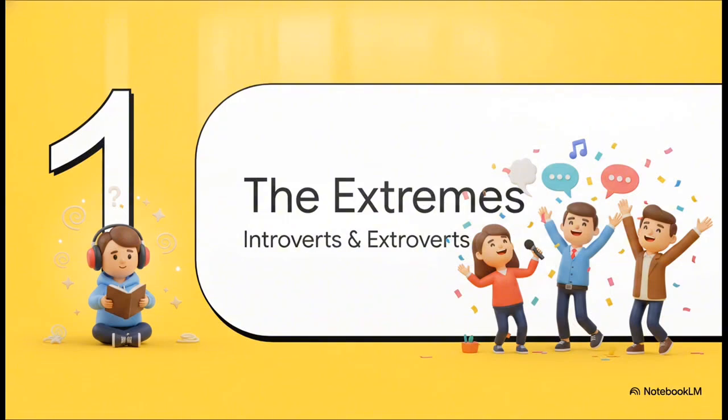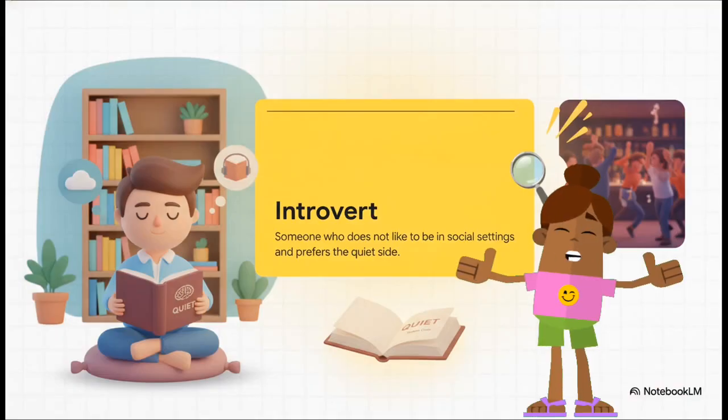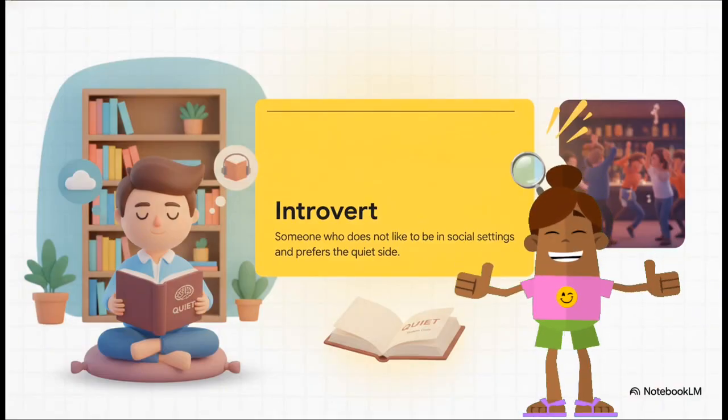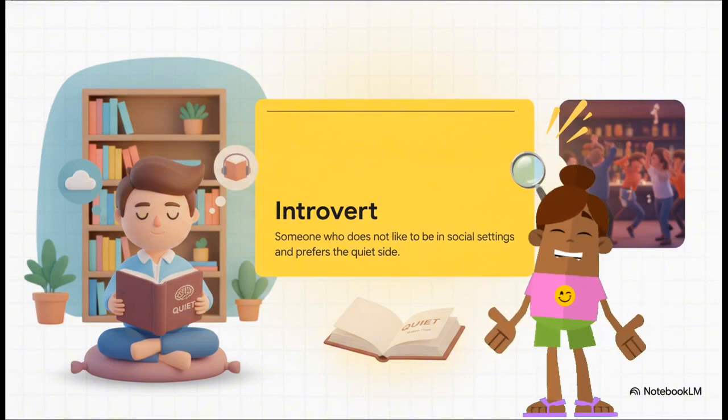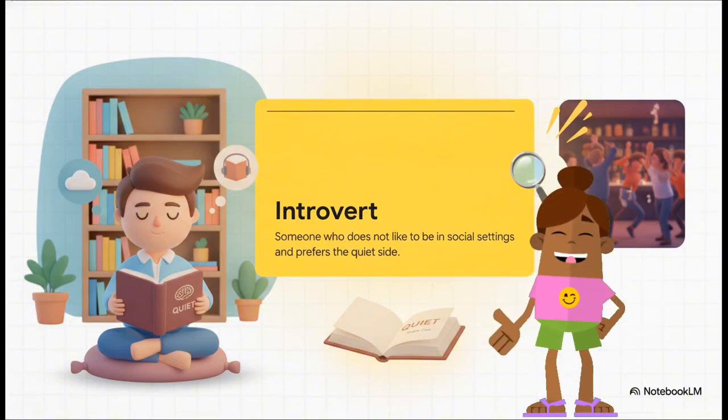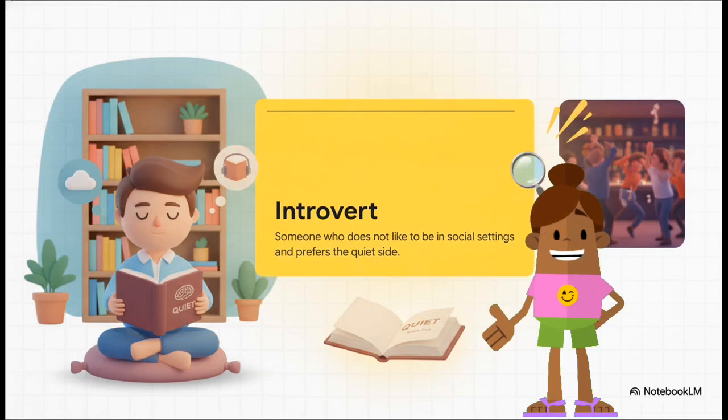All right, so let's move into our first section, looking at the extremes, introverts and extroverts. To really grasp the whole picture, we kind of need to start at the opposite ends of the spectrum. Let's slow things down for a second and talk about the introvert. An introvert is someone who genuinely, deep down, prefers quiet, non-social settings.